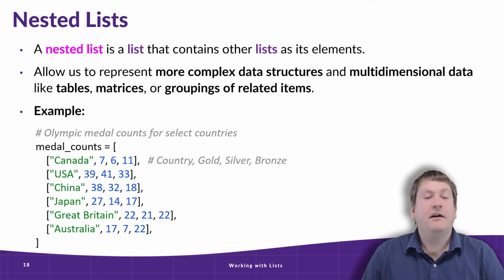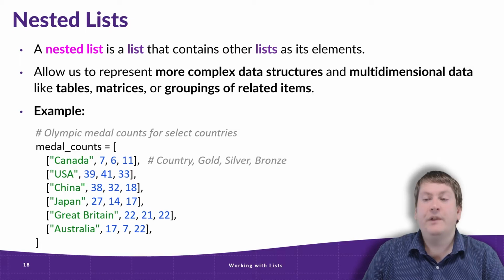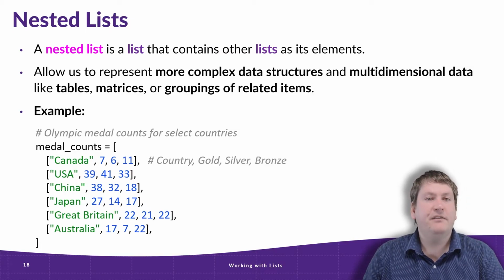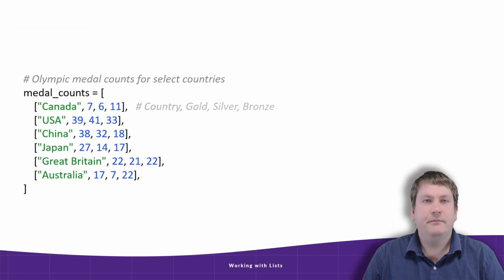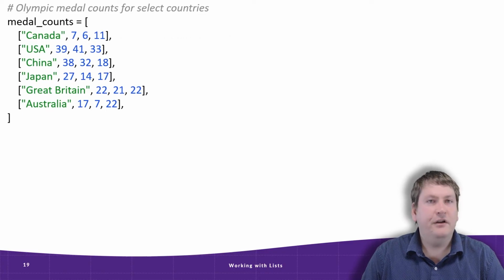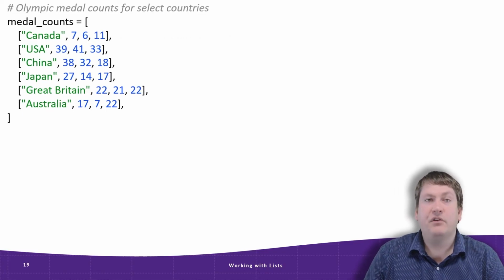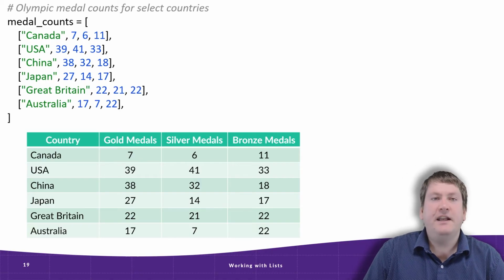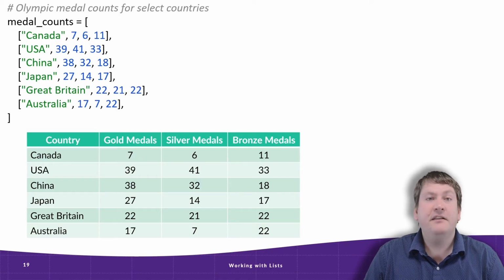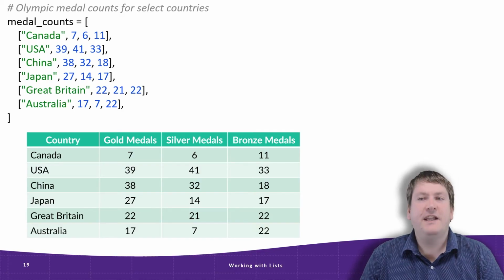So here we have a fairly simple nested list. This nested list is called medal count, and it contains the counts of medals from the last Olympics for each one of these countries. So the order is the country name, then the number of gold medals, the number of silver medals, and then the number of bronze medals. We can take a closer look at how this works in terms of the computer's memory. So the data we're trying to represent is the data in this table. Like we said, nested lists are good at representing tables of data.